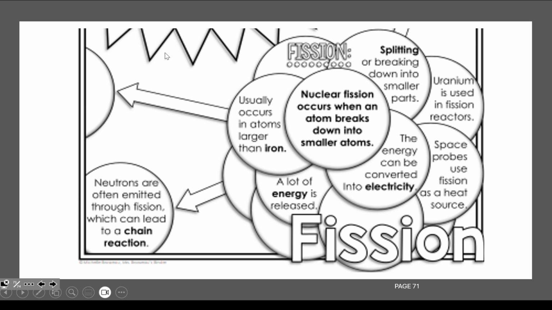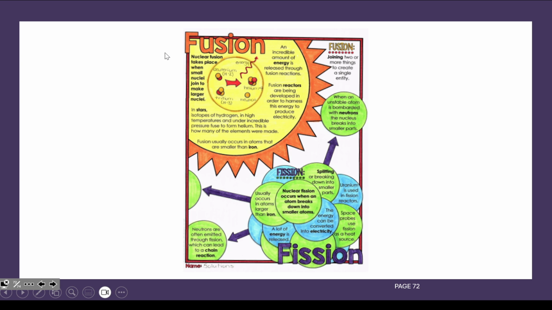This energy can be converted into electricity when we use uranium in fission reactors, because a lot of the energy gets released. Space probes will also use fission as a heat source. Again, feel free to pause this to get all the details. Okay, so this is the filled in version. Feel free to color this and doodle on it as you need to.